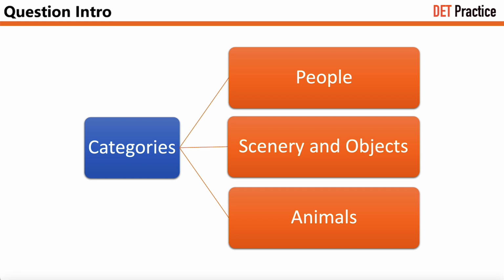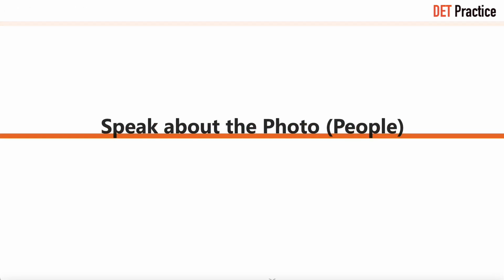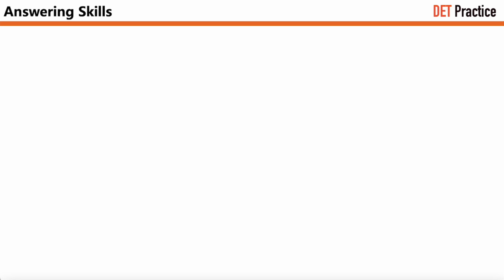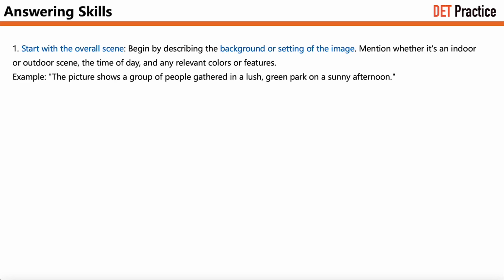First, let's look at the people category of Speak About the Photo questions. First, let's look at the steps for answering people category questions. We can start with the overall scene. Begin by describing the background or setting of the image. Mention whether it's an indoor or outdoor scene, the time of day, and any relevant colors or features. For example, we can say, the picture shows a group of people gathered in a lush, green park on a sunny afternoon. Then we can describe the people.